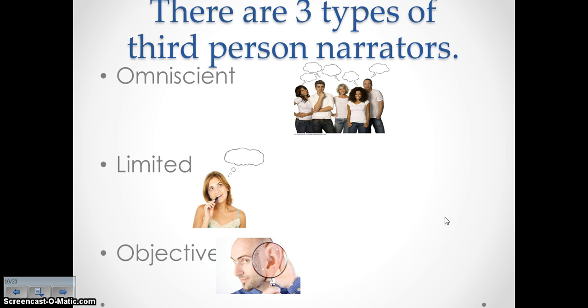Okay, and oh wait, there's more. So there are three types of third person narrators. There is the omniscient narrator, or all-knowing. There is the limited narrator, where they only have a limited perspective. And then there's the objective narrator, where they're sort of staying removed or objective from the story.